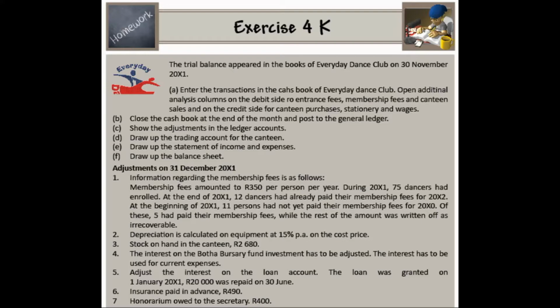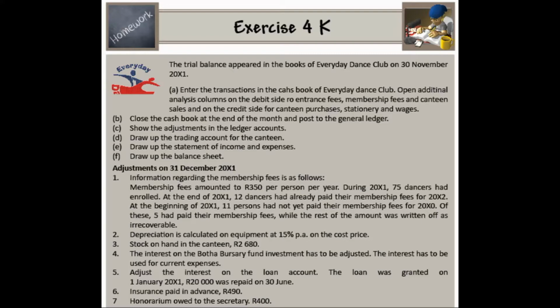In this lesson, I will mark exercise 4K and only exercise 4K, because it's quite a long exercise. Okay, so let's start. What they said: the trial balance appeared in the books of Everyday Dance Club on the 30th of November. And then they say you must enter the transactions in the cash book, and they give you the additional columns that you have to open.